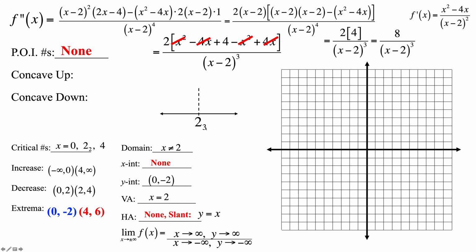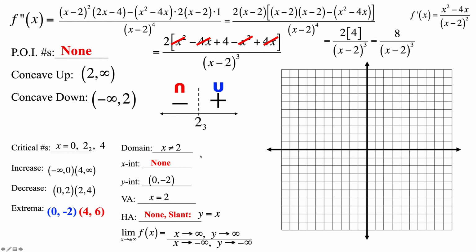It occurs 3 times. So this is a positive 8 over positive x to the third power. Positive on the right side alternates to negative on the left. So we have a concave up and a concave down. So from 2 to infinity we're up, from negative infinity to 2 we're down.